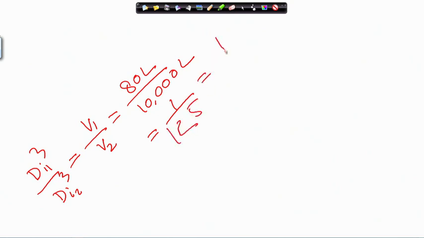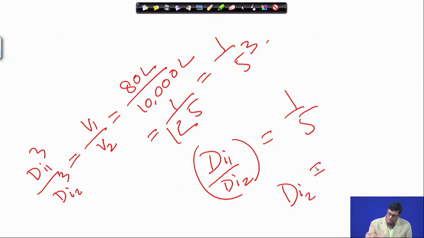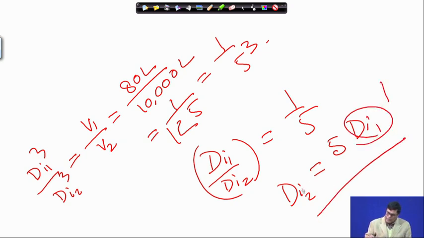Then what is 125? It is 5 cubed. So I can write DI1, DI2, this is equal to 1 by 5. So DI2 will be what? DI2 will be equal to 5 into DI1. Since DI1 is 1, that is why we put the DI2 value as 5.